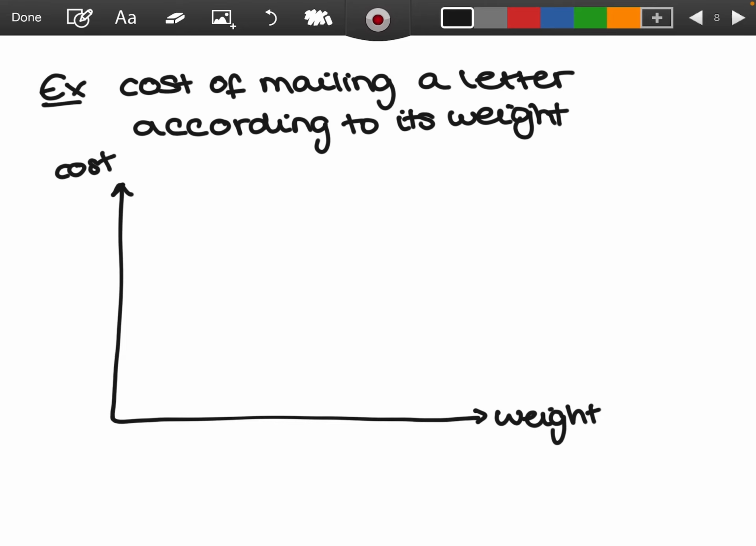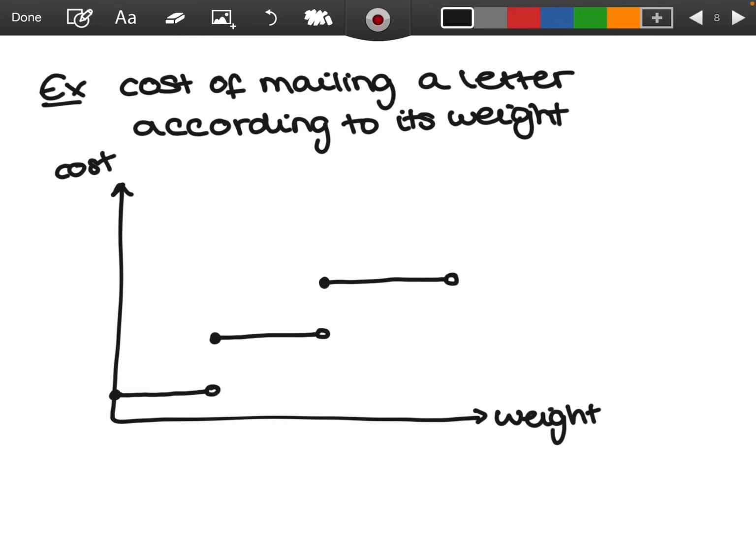Now you tend to find that this will go up in increments. So for a letter that has a weight between a certain number and a certain number, there is a certain cost. And then there'll be a next level up, so that between another weight and another weight, you'll get another cost. So the way that we will actually draw that is like this. This is something called a piecewise function.